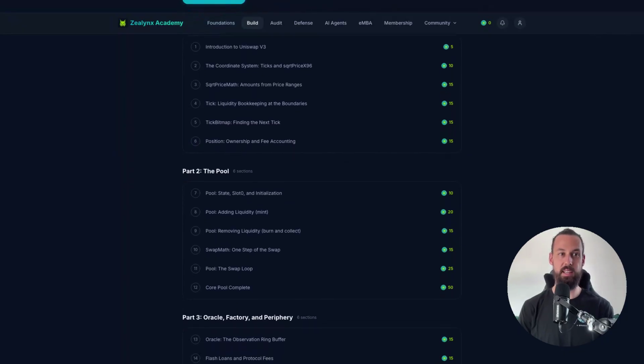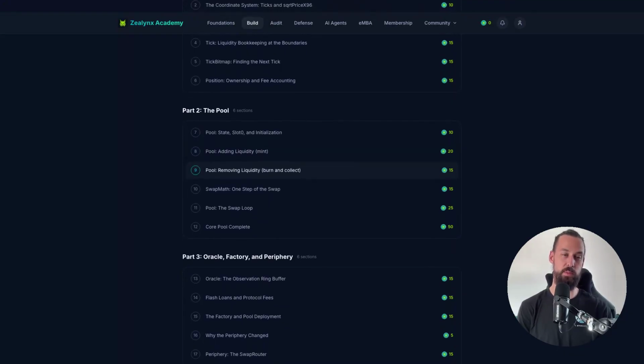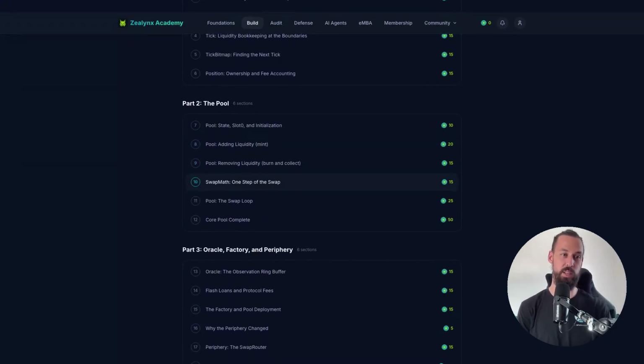Given a price range and an amount, how much of each token does a position actually need? That's where the rounding starts to matter, and where getting it backwards hands money to the wrong side.